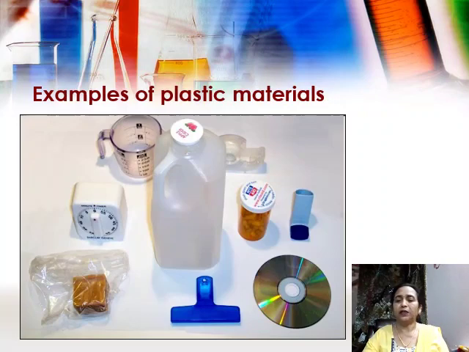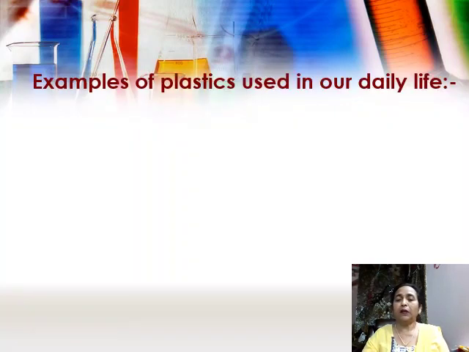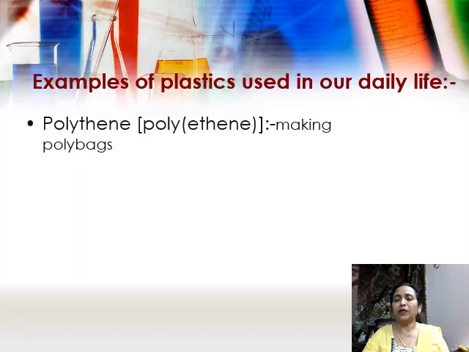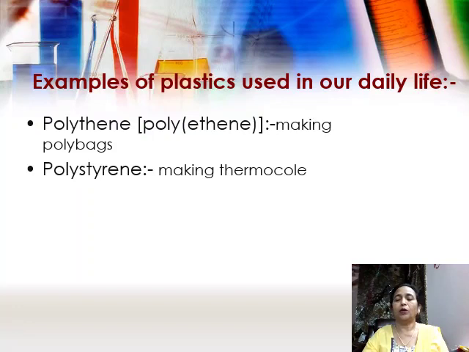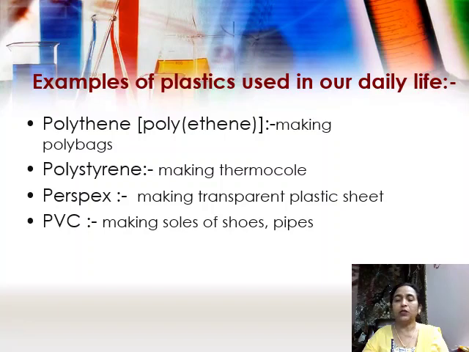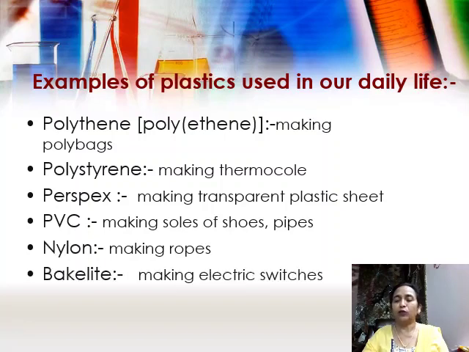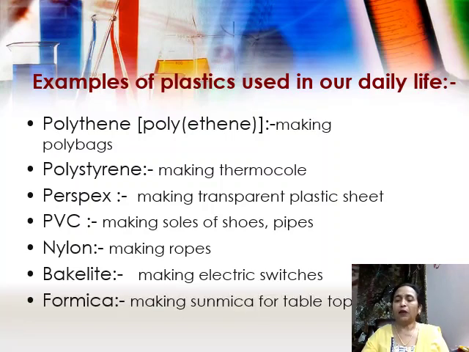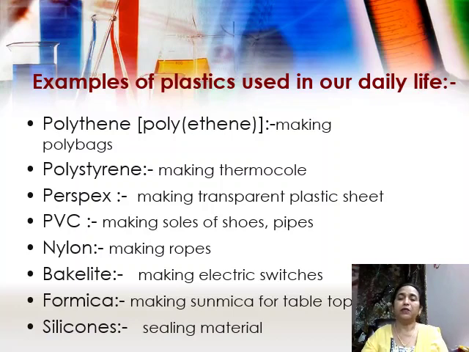Here are so many articles made up of plastics. You can see their pictures. Now, examples of plastics used in our daily life are number one, polythene, which is used for making poly bags, polystyrene, used for making thermocol, perspex, making transparent plastic sheets, PVC for making soles of shoes and pipes, nylon for making ropes, bakelite for making electric switches, formica for making sun mica, and silicones as sealing material.